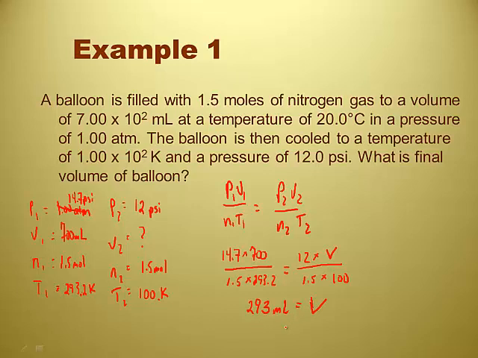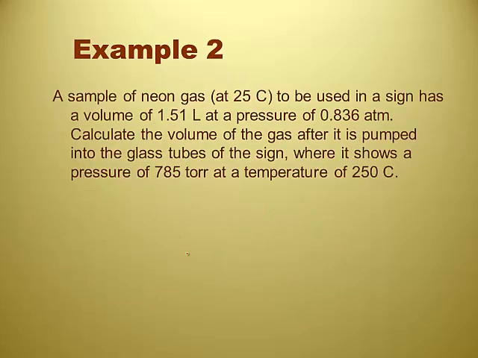Mathematically, algebraically, what I did was kind of a zigzag. I multiplied 14.7 by 700 times 1.5 times 100, and then divided it by the product of 12 times 1.5 times 293. You did cross multiplication. Yeah, I did cross multiplication. All right, cool. All right, another one. Can we do the same routine, Mr. Kane? I think so, probably.